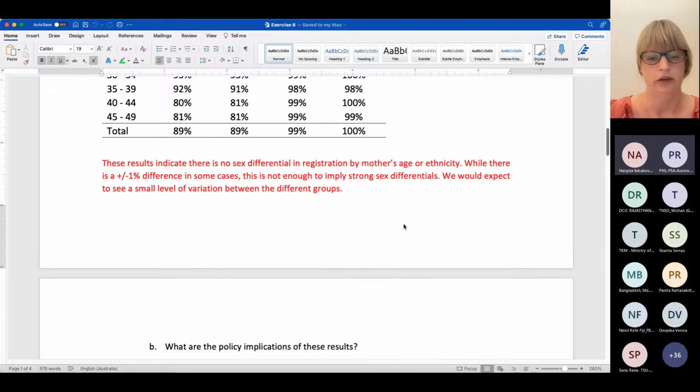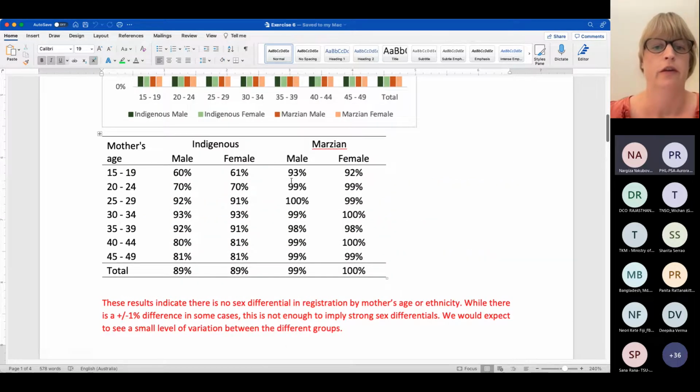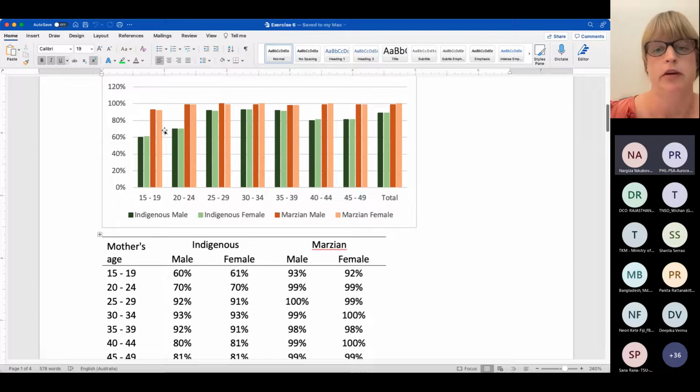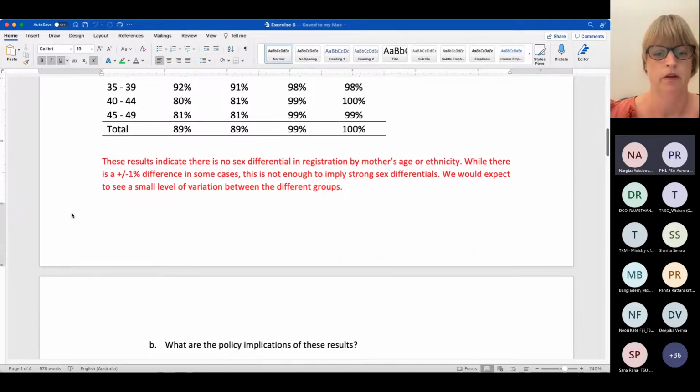The next question is, let's think about the policy implications of these results. If we are saying that there's no sex differential, but we notice some other disparities in our data, what are the key policy implications that we should be focusing on? Going on to this question here, I'll give everyone a couple of minutes to think about it and maybe post your thoughts on the Jamboard, and we'll circle back.